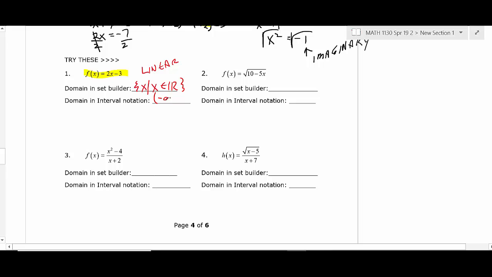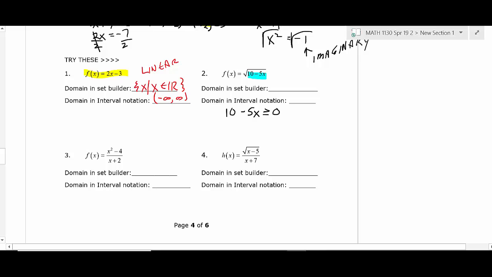Interval notation, negative infinity to infinity, like that, okay? The next one is a radical, square root function. What kind of number has to be under the square root? Positive or 0, right? You can do it in your head, but it's easier if you just write down 10 minus 5x is greater than or equal to 0, okay?